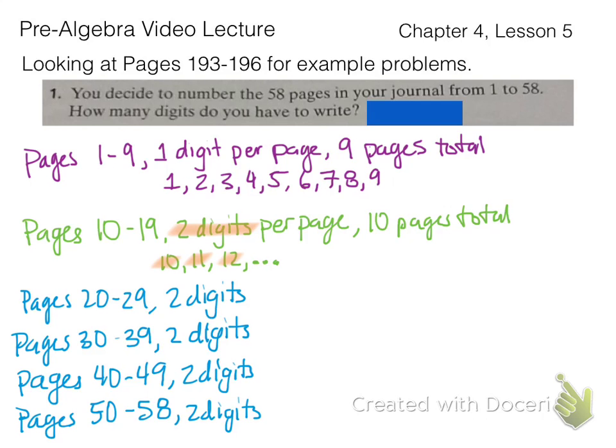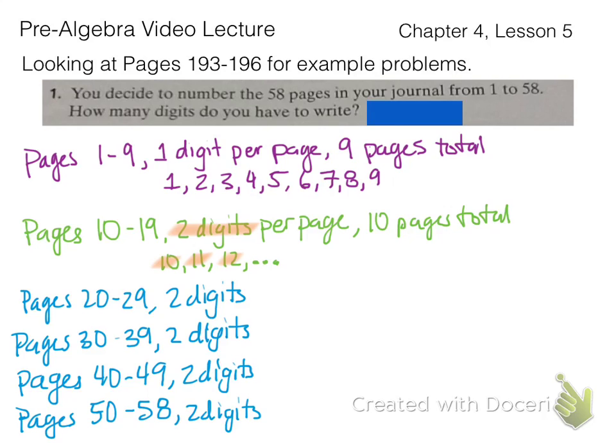But once we get to page 10, things change because the number 10 has 2 digits, the number 1 and the number 0, whereas the page number 11 has 2 digits, 1 and 1. Page 12 has 2 digits, 1 and 2. All right, so that's what they mean by digits, okay? So there's 2 digits per page, and that's going to become important again, and it's going to go all the way up to 58.